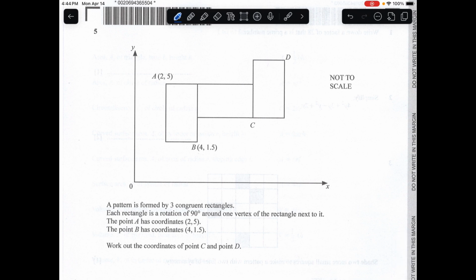Question 5. A pattern is formed by 3 congruent rectangles. Each rectangle is a rotation of 90 degrees around one vertex of the rectangle next to it. The point A has coordinates (2, 5). Point B has coordinates (4, 1.5). Work out the coordinates of points C and D.